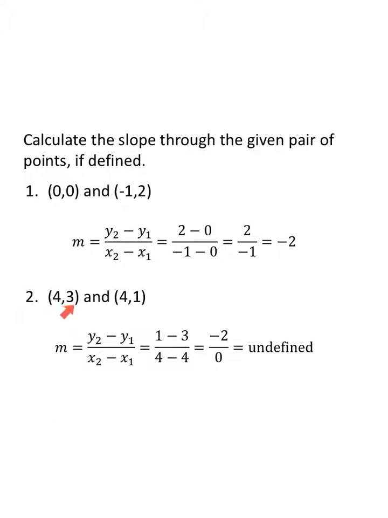For the points 4, 3, and 4, 1, I'm going to subtract the y values. 1 minus 3 in the numerator, 4 minus 4 in the denominator. 1 minus 3 is negative 2. 4 minus 4 is 0. When you have a 0 in the denominator, it's undefined.